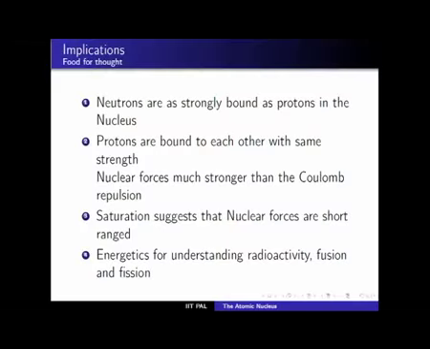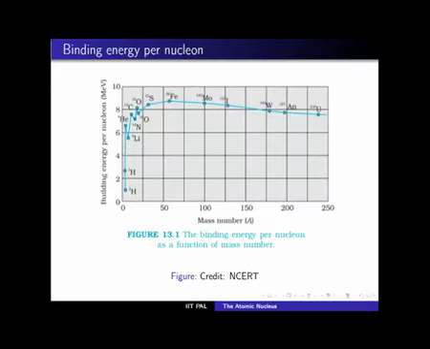So that is what I have summarized in this particular slide. It is in some particular order, but now I hope you people will understand these statements in the correct perspective. Neutrons are as strongly bound to protons in the nucleus. Protons are bound to each other with the same strength because of the existence of the neutrons. Nuclear forces are much stronger. Saturation suggests that nuclear forces are short range, and most important for us, the energetics for understanding relativity, fusion and fission is completely supplied to us by what? By the periodic table, by the great figure that I showed you, namely the binding energy per nucleon curve.